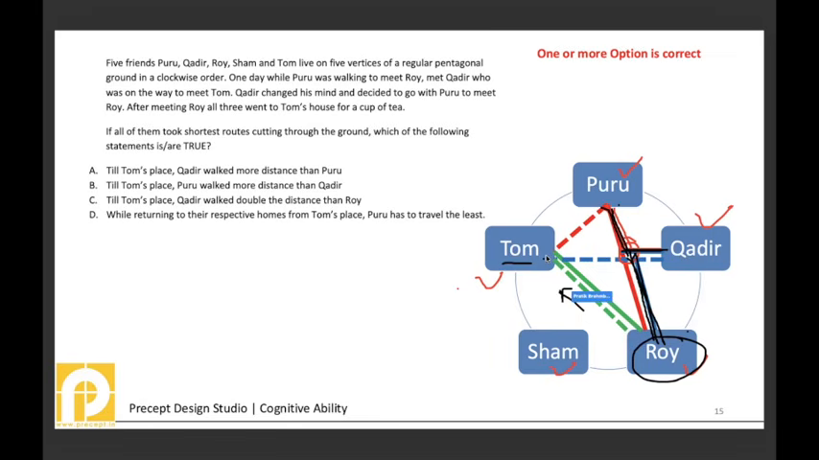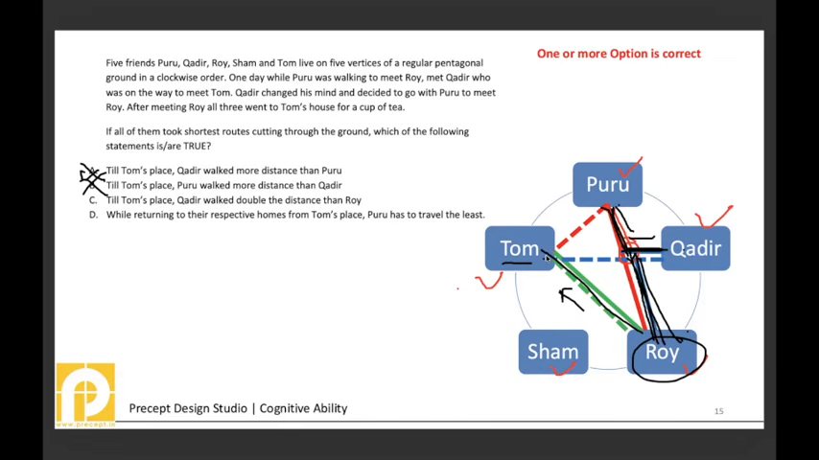Now, let's look at the options. Option A says till Tom's place, Kadir walked more distance than Puru. Option B says till Tom's place, Puru walked more distance than Kadir. Actually, till Tom's place, Puru and Kadir are both traveling the same distance. This segment is the same, they took it together, and then this is again the same that they took together. So A and B are both wrong here because it is equal distance and not more or less.